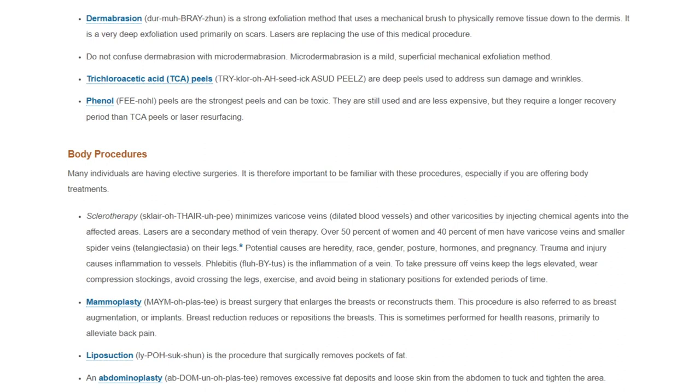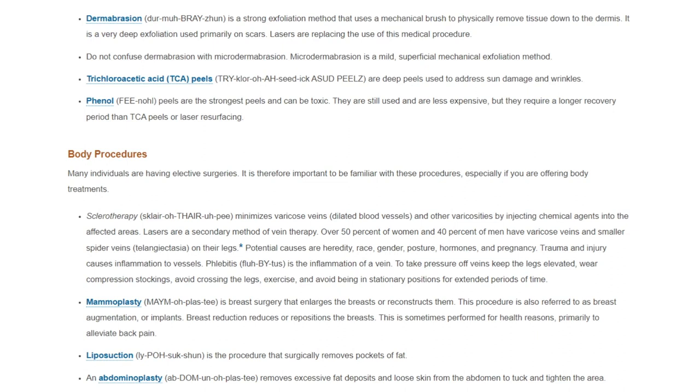Trichloroacetic acid, TCA, peels are deep peels used to address sun damage and wrinkles. Phenol peels are the strongest peels and can be toxic. They are still used and are less expensive, but they require a longer recovery period than TCA peels or laser resurfacing. Body procedures. Many individuals are having elective surgeries. It is therefore important to be familiar with these procedures, especially if you are offering body treatments.